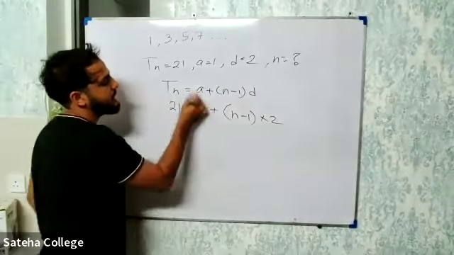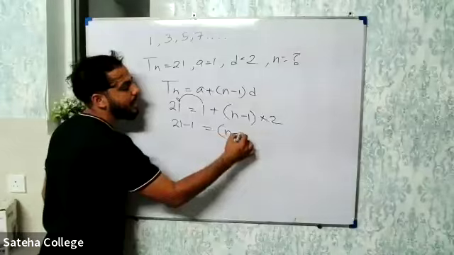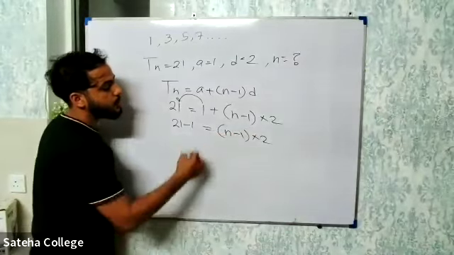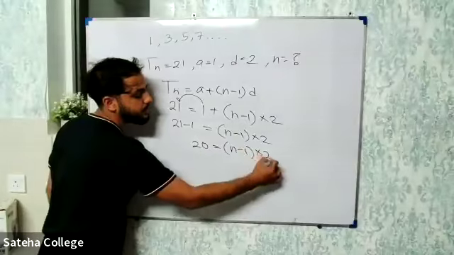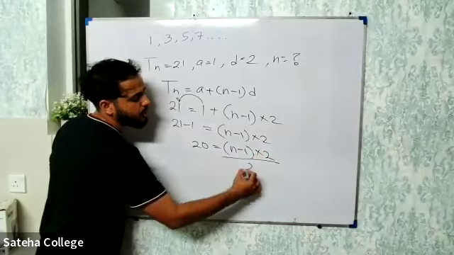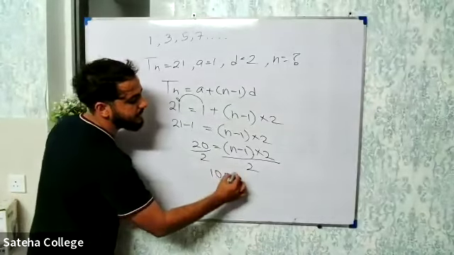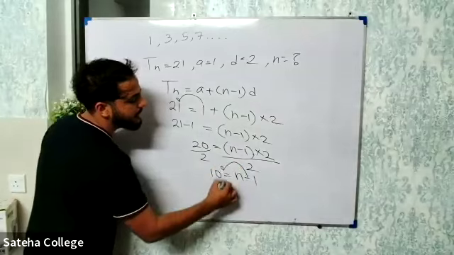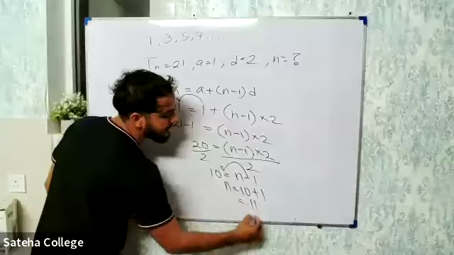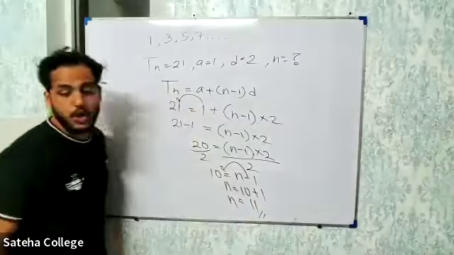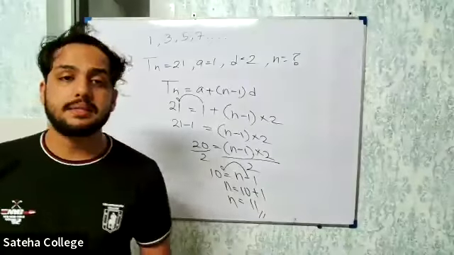We can get rid of the 1 here. Take the 1 to this side. 21 minus 1 is equal to n minus 1 into 2. 21 minus 1 is 20. That is equal to n minus 1 into 2. To remove the multiplication, do the division. 20 divided by 2 is 10. That is equal to n minus 1. Take the minus 1 to this side. 10 plus 1 is equal to 11. That means on your 11th circle, there will be 21 flower vases.